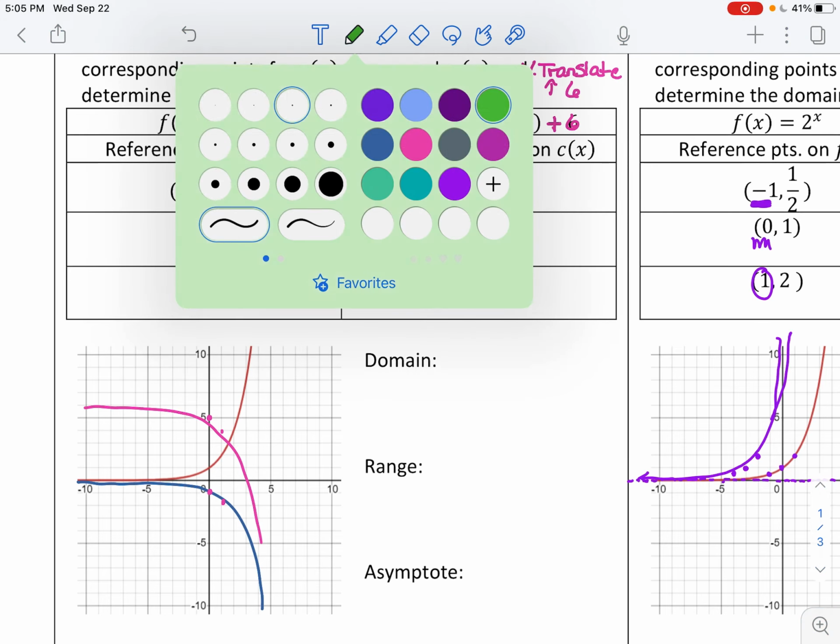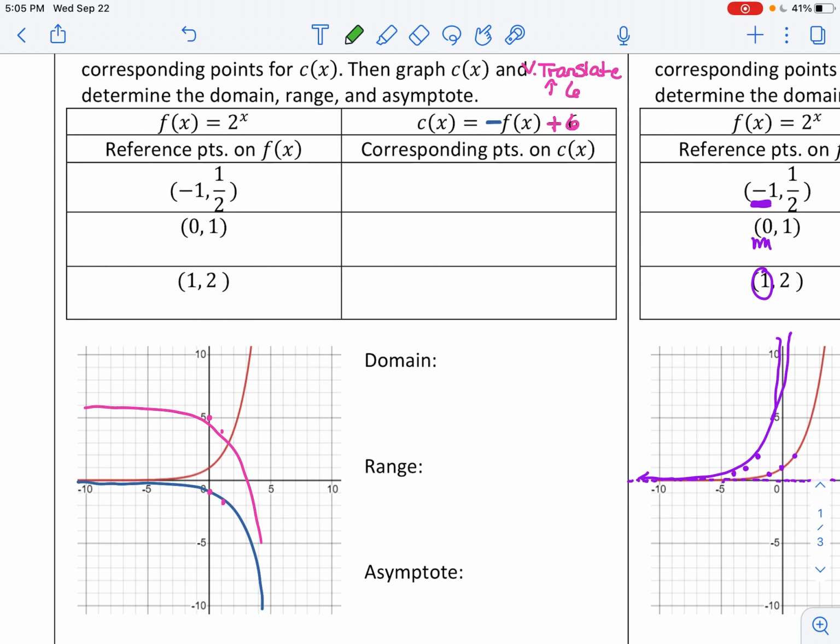The actual points, though, you'll notice I did not move left or right. All that I moved is I made negatives, I flipped it, and then I added 6. So I'm going to do that to the output values, the y values. I'm going to take that y value, make it negative, then add 6. But the x value should stay the same. So -2 plus 6 is 4.